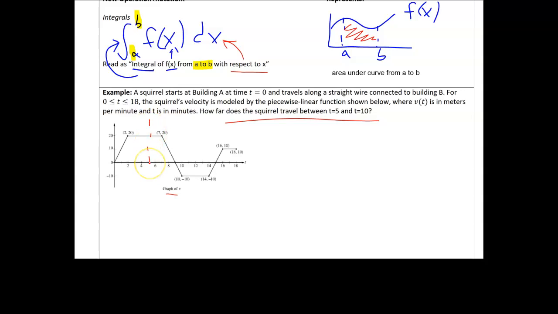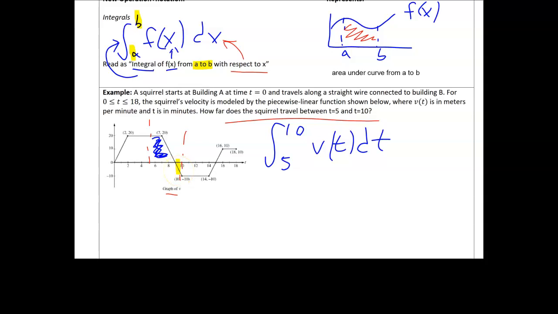Let me just mark these areas off, right? And I want to practice the notation here, so I'm going to write out an integral. So if we want the distance the squirrel travels from 5 to 10, well, that would be the integral from 5 to 10, and my leftmost one goes on the bottom, of v, the name of the function, v of t dt, and that would be our distance, right? And notice we have two little areas here. We have this trapezoidal area, and then we have a little triangle down here.